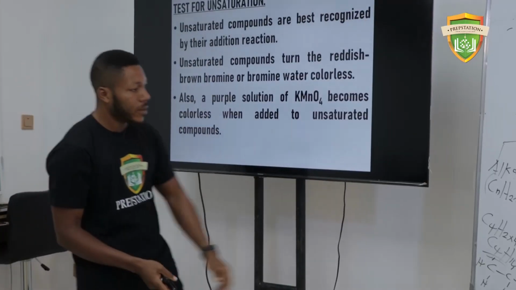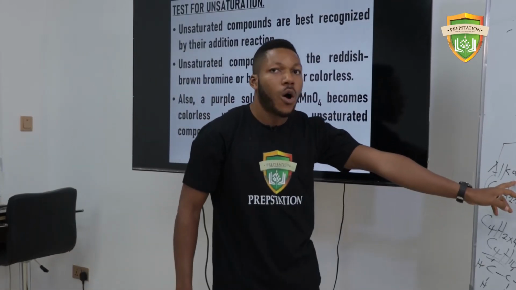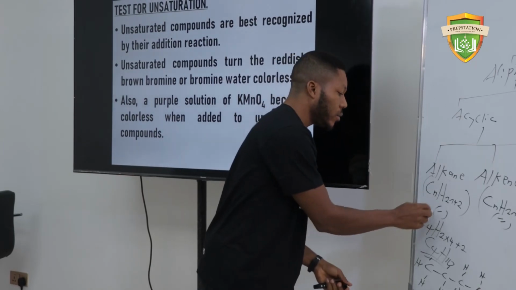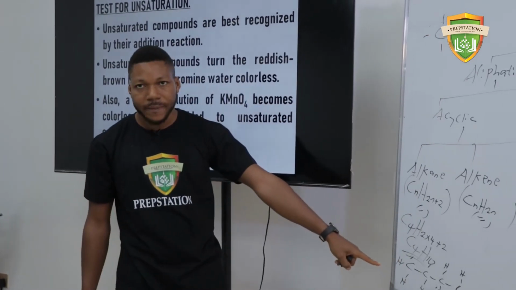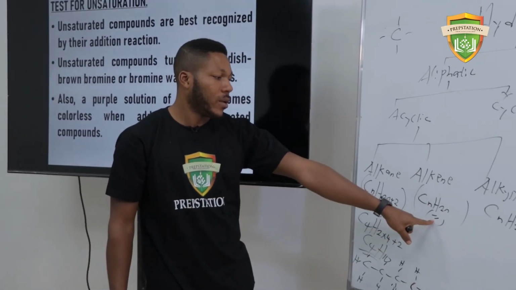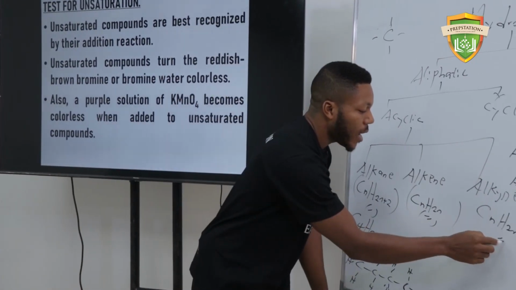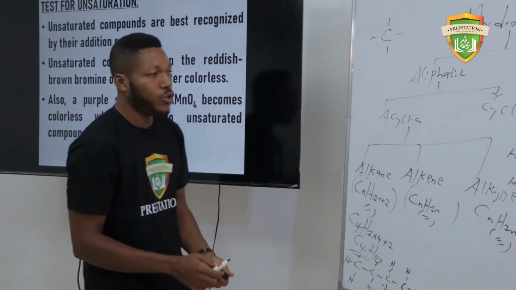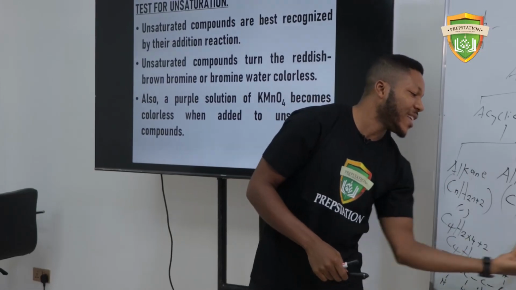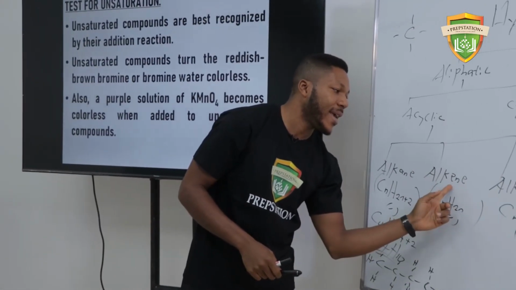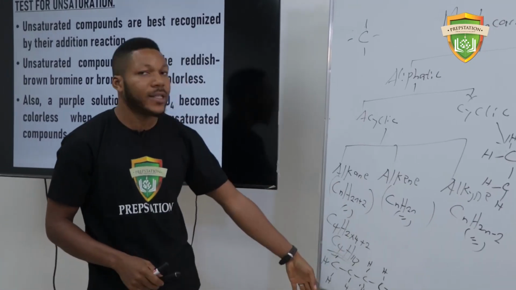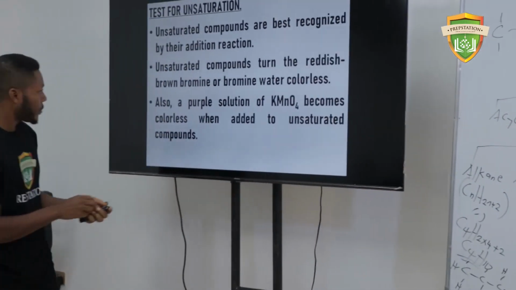As I said earlier on, alkanes are saturated because they all contain single bonds between their carbon atoms in the straight chain. Alkenes contain a double bond, while the alkynes contain a triple bond between their carbon chain. That is why we classify them under unsaturated hydrocarbons. Alkene, alkyne: unsaturated. Alkane: saturated. Okay, let's move on.